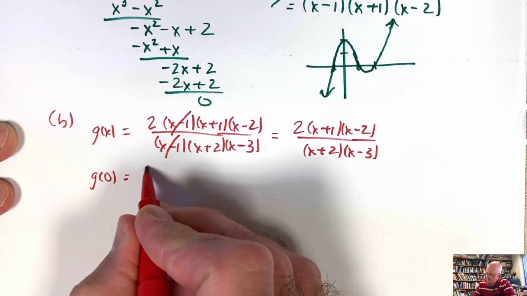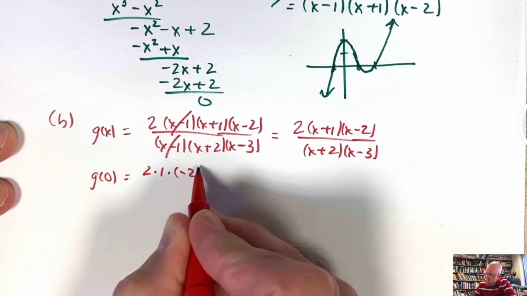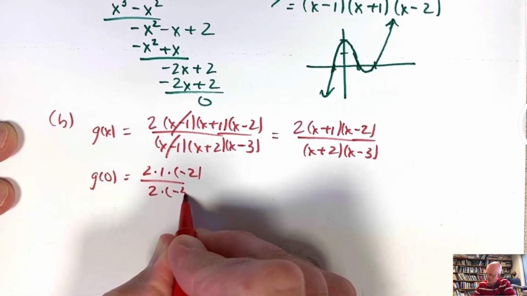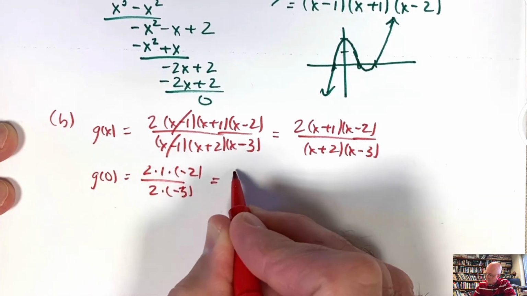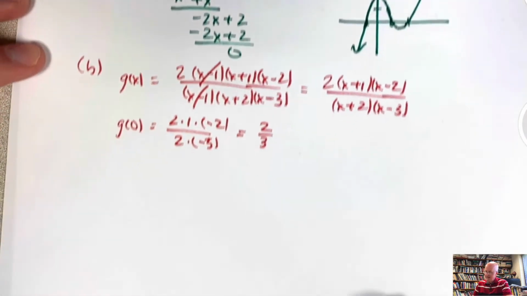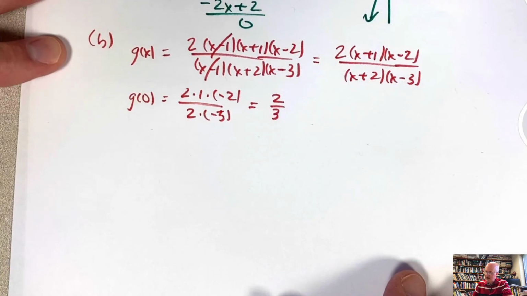Plug in 0 here, you'll get 2 times 1 times negative 2, divided by 2 times negative 3. Looks like the y-intercept is at positive 2/3. All right, so let's go ahead and make a graph.